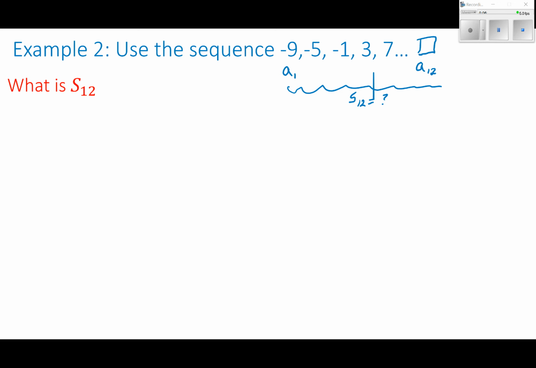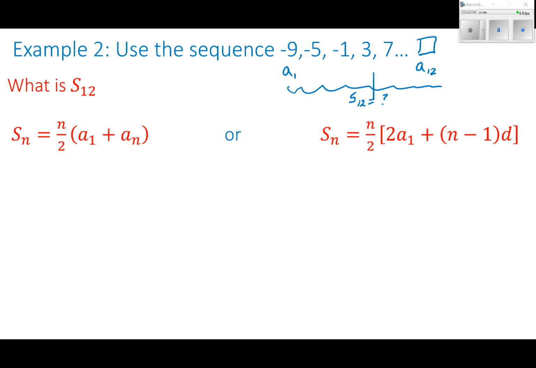Okay, I can do this without even knowing what that 12th term is going to be. The first formula here I probably wouldn't use, because I don't know what the last term is. That's some blank number.